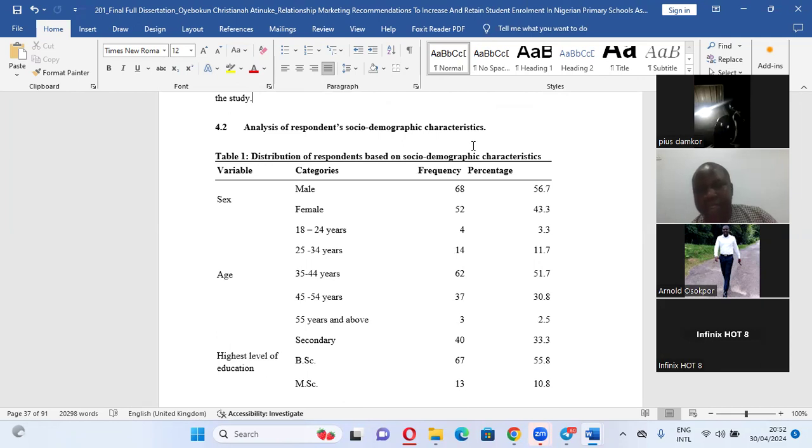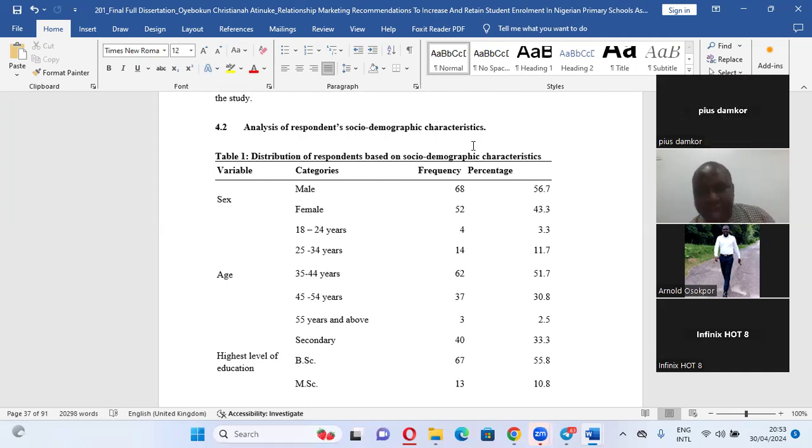I told you yesterday in class, the first analysis that must be done in your work is descriptive. Don't ever forget that. The first analysis that must be done in your work is a descriptive analysis. And the first table you are going to see is under the analysis of your social demographic characteristics, Section A of your questionnaire. That is if you are using a questionnaire.